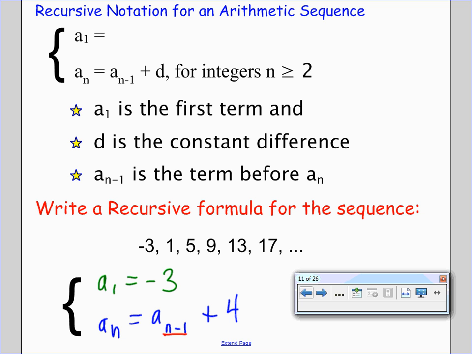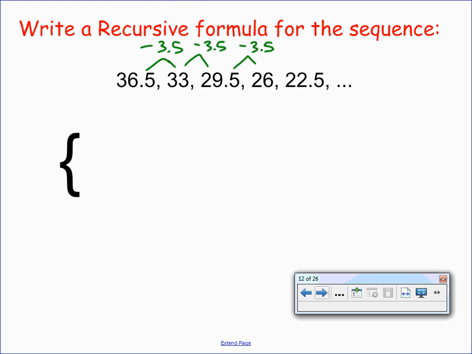Okay, so this is an arithmetic sequence, and I can write its recursive formula just by stating the first term and then giving a rule to get the current term value based on the previous term's value. Let's do it. Go ahead and tell the class a sub 1. That's the value of the first term. So what's a sub 1? Heather? 36.5.